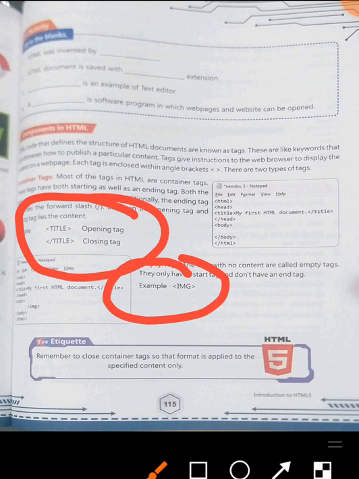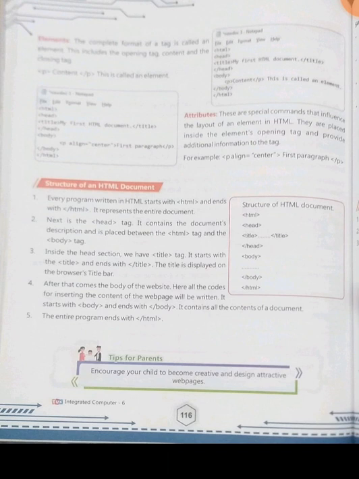Next comes the elements. The complete format of a tag is called an element. This includes the opening tag, content and the closing tag. As I have shown you previously, the starting, opening and the ending tag. Between this we have to write whatever we want.